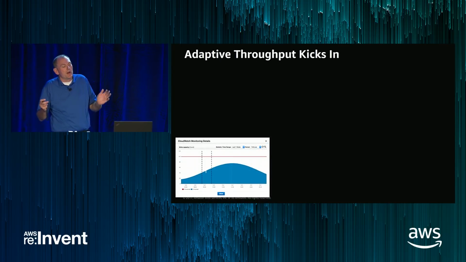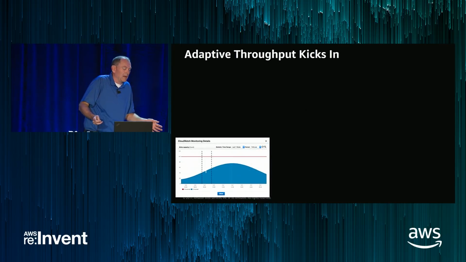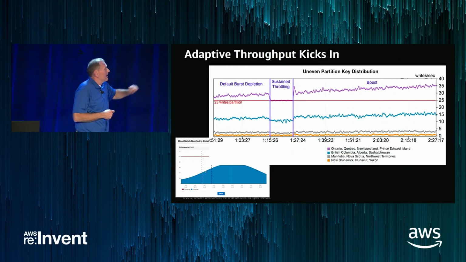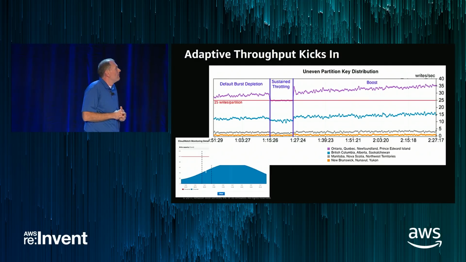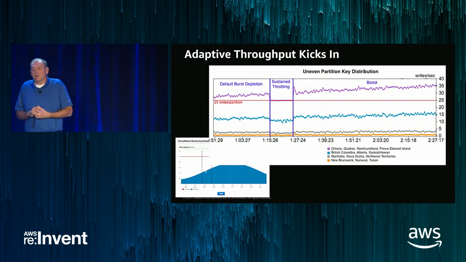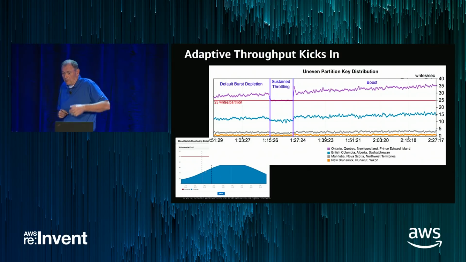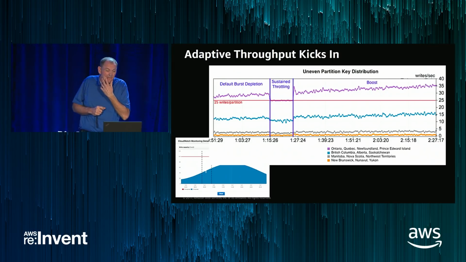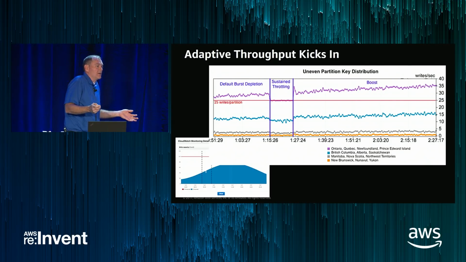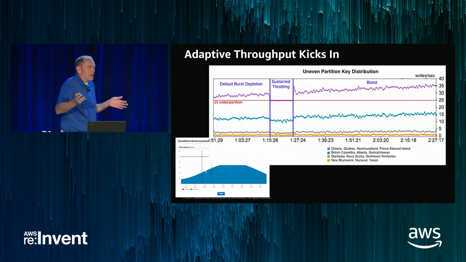So if we look at the per partition throughput while this is happening, you can see very clearly what's happening. Each one of these little lines on that graph is one of the partitions on this table. That red line is the 25 writes per partition. That's the soft limit. We can see that the Ontario partition is starting to flame beyond 25 writes per partition. So we see a sustained throttling situation, and at some point adaptive throughput is enabled, and now all of a sudden that partition can start to borrow from the other partitions.